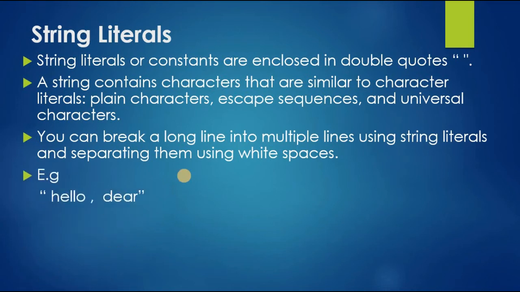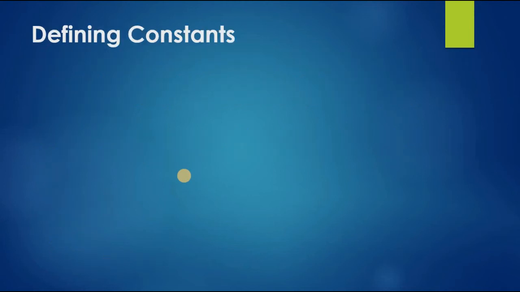Here an example is "hello dear", written inside the double quotes. Another example is "hello dear", but here we used \t, which is an escape sequence. Again we write hello dear, but here it is separated into three parts: first "hello", second "d", third "ear". The separate parts come under double quotes. This is what string literals are about.